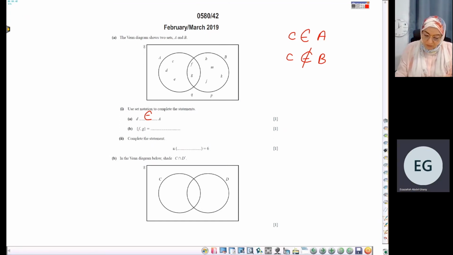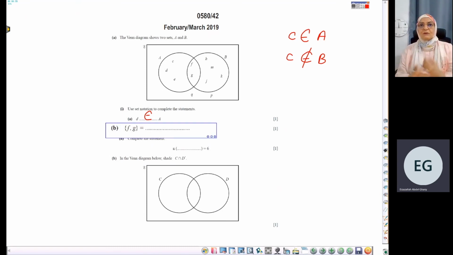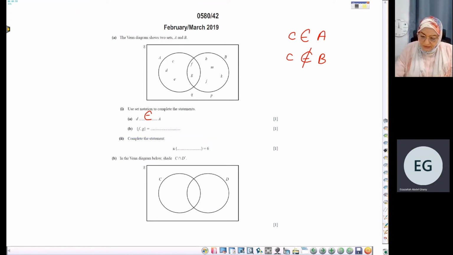Okay, what about this one? F comma G in curly brackets equals something. F comma G, F comma G. Yes, we said it before. It looks like the convex lens, you remember? It is the intersection. It is the set of common elements. So how to write it? Like that. It is A intersection B.